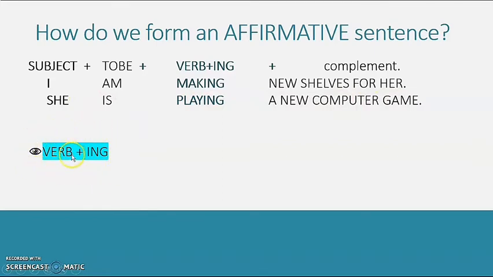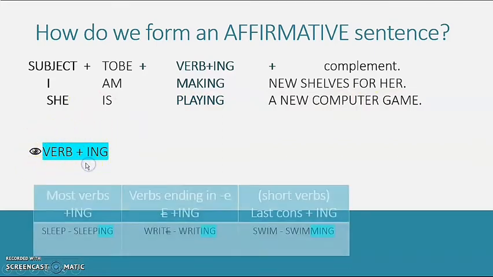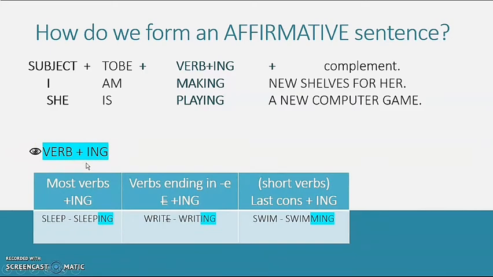Let me show you a spelling chart in order to add the ing to the verb. Most verbs will just have the ing, like sleep, sleeping. Verbs ending in e, like write or make, will drop the e in order to add the ing. Write, writing. Make, making.